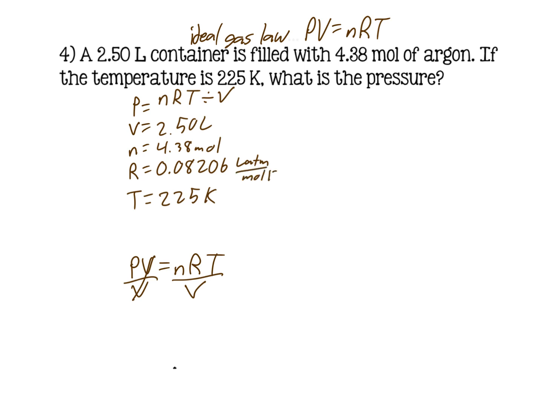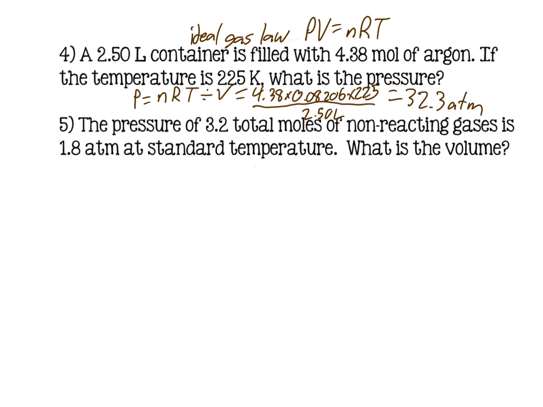And we can plug in the information we've been given to solve for P. So we're going to multiply 4.38 moles times R, which is 0.08206 liter atmospheres per mole Kelvin, times the temperature, 225 Kelvin, and divide all of that by the volume, 2.50 liters. Typing this into our calculator, we get 32.3 atmospheres as our pressure. Now let's try number 5.